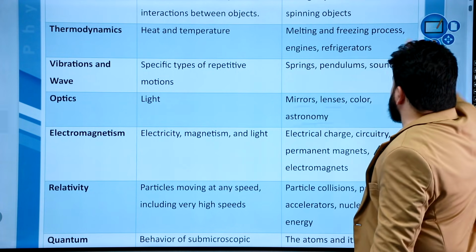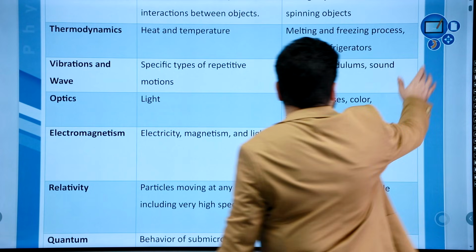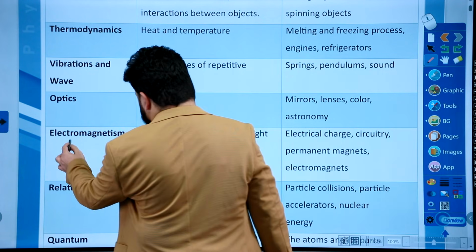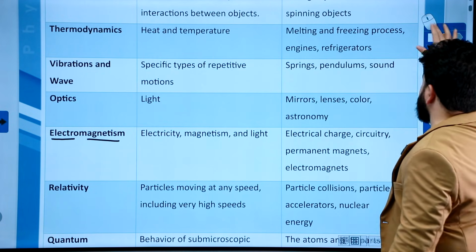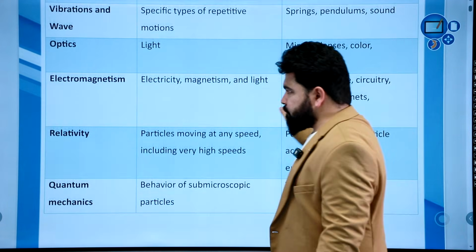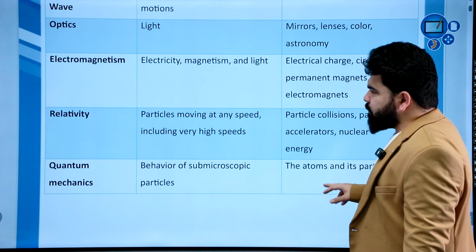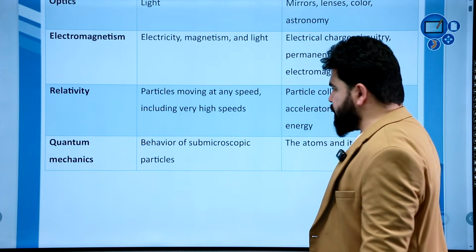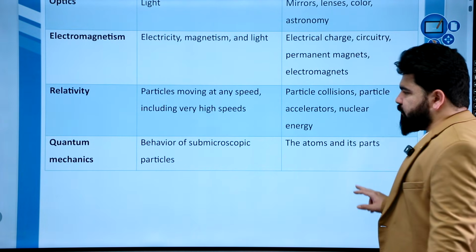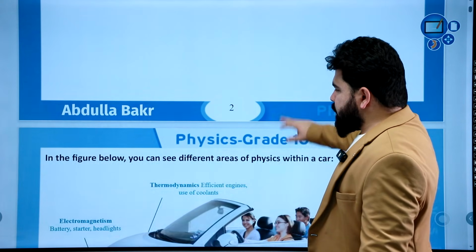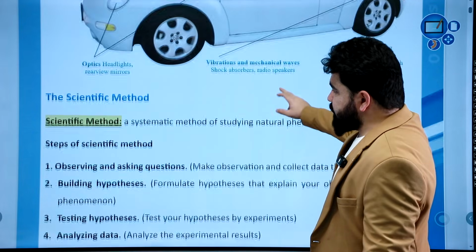Electromagnetism we have. Okay, so you can just recognize it by electro and magnetism. Whenever you have magnets or electricity, they are related to electromagnetism. Relativity and quantum mechanics. You don't have any examples of those in the book, but just know that relativity is about particle collision, and quantum mechanics is about the behavior of subatomic particles. In the car, you can see many examples of the areas of physics.